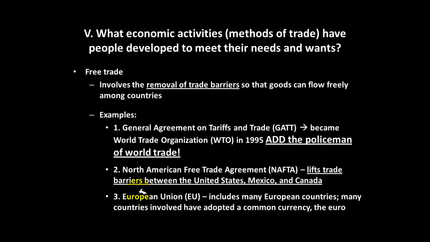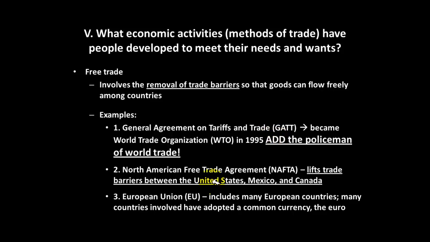Some examples of agreements that have been put in place to promote free trade, to promote more cooperation, to promote countries trading with one another and removal of tariffs, are the General Agreement on Tariffs and Trade, or the GATT. This developed into the World Trade Organization in 1995, and they are pretty much the trade policemen for the world. Countries report one another to the WTO for unfair trading practices.